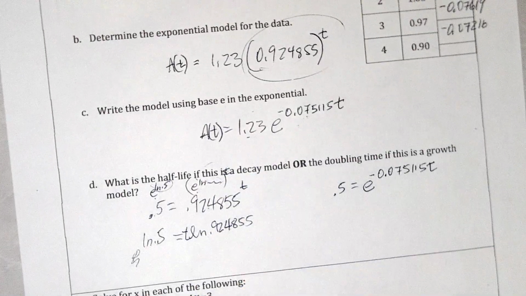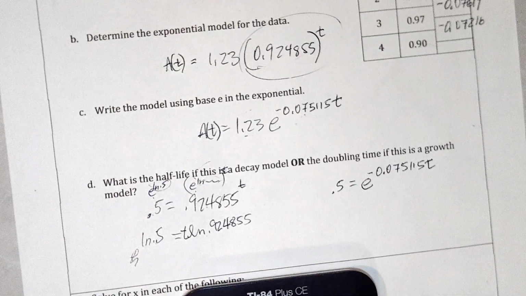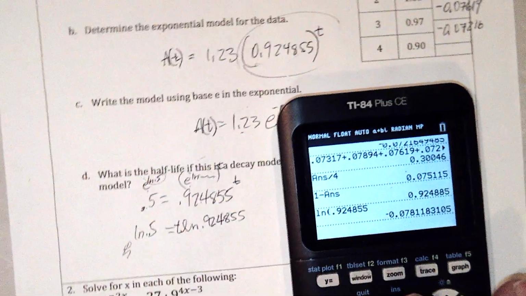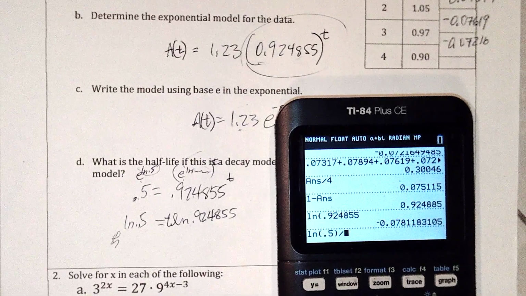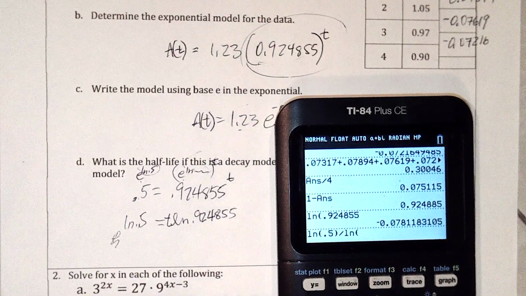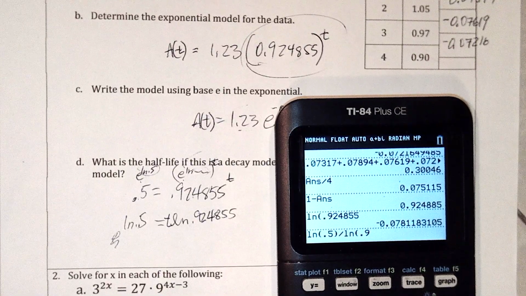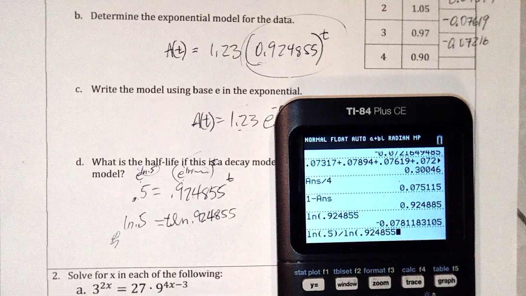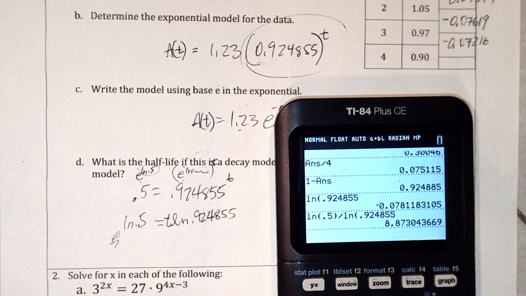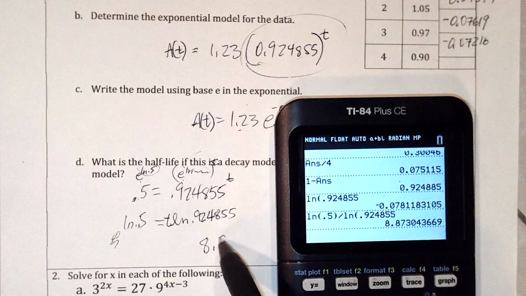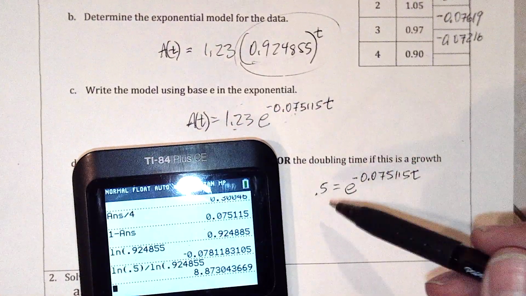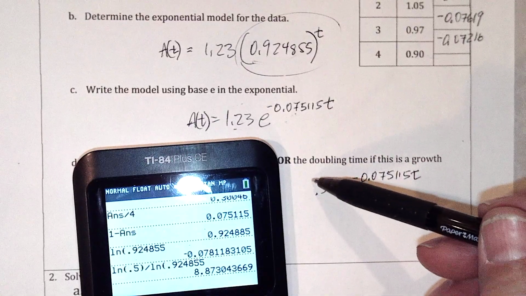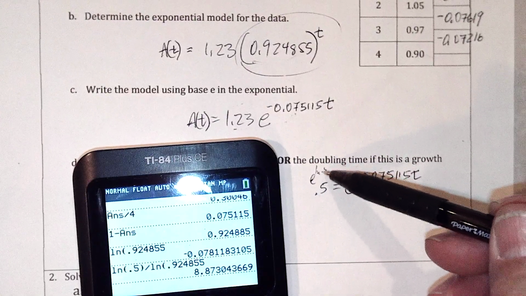Since they're both e, this would be ln 0.5 equals ln of this times t. And so then I would take ln 0.5 divided by ln 0.924855, and I get t to be 8.87 years.